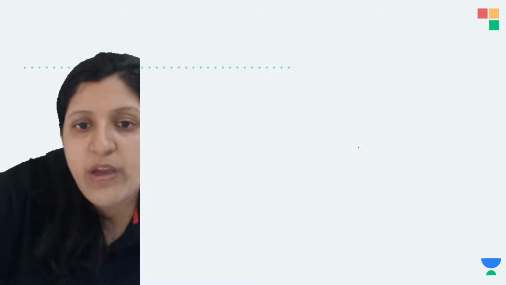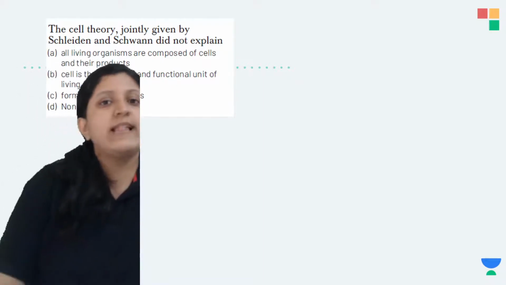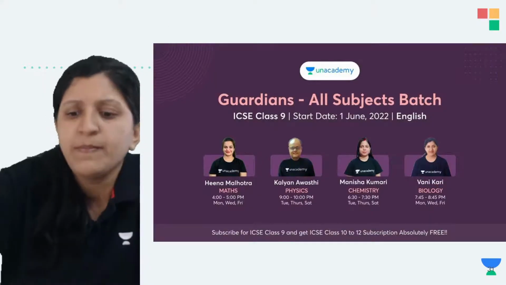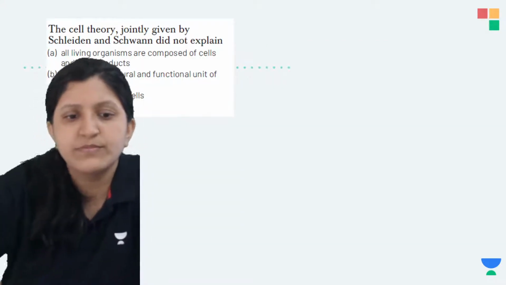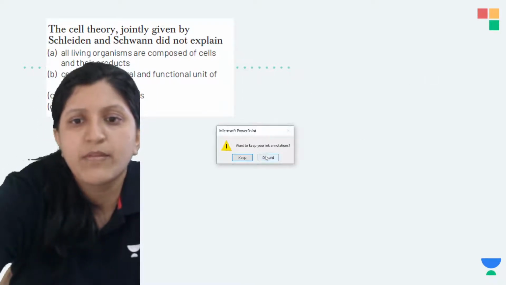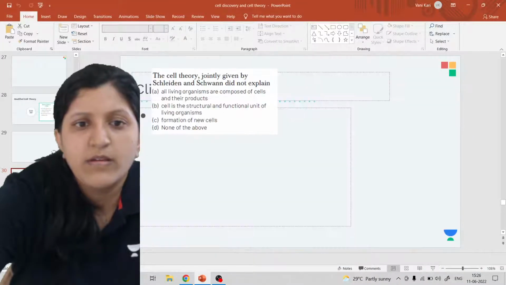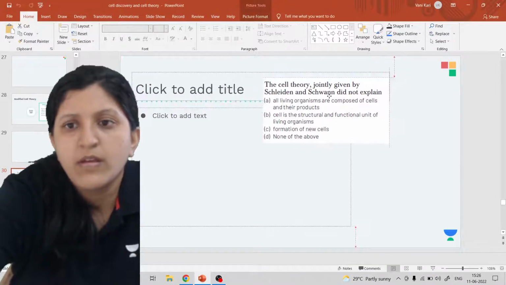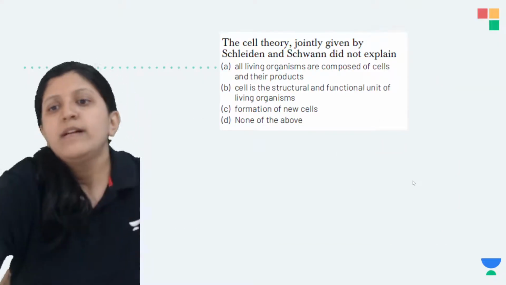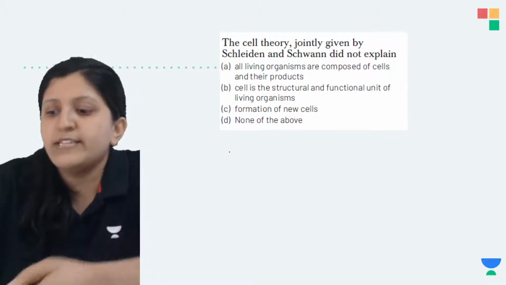Okay, so moving on to the next one. The question is asked here. Cell theory jointly, I think this is not visible to you guys. Is that visible? Okay, now I think this is visible. Cell theory jointly given by Schleiden.